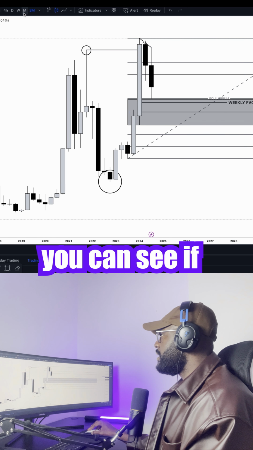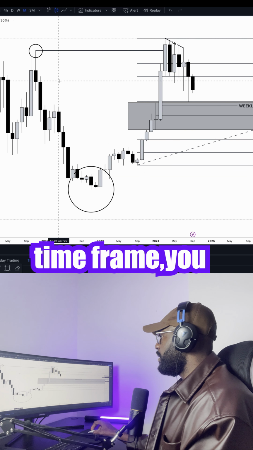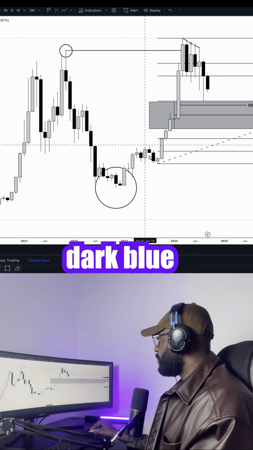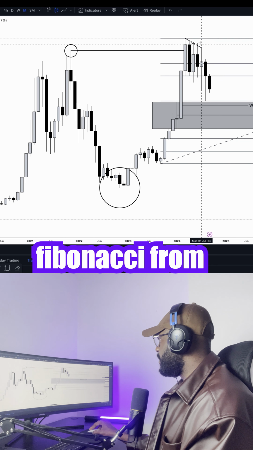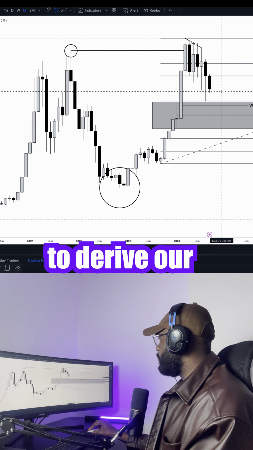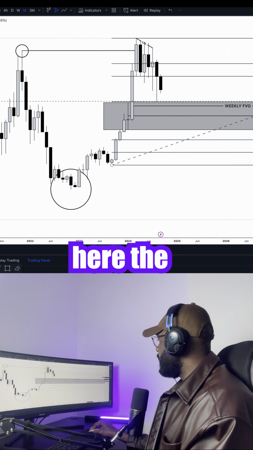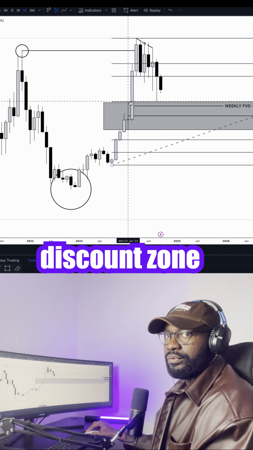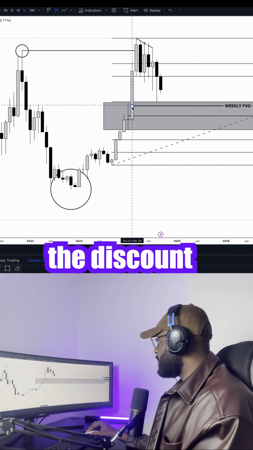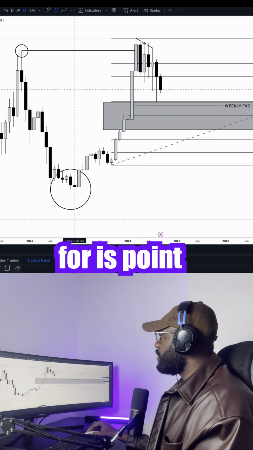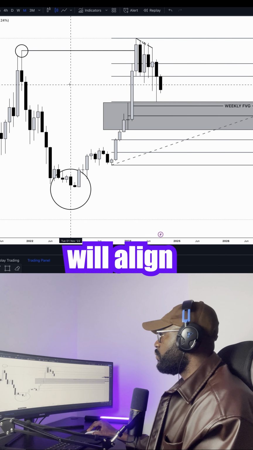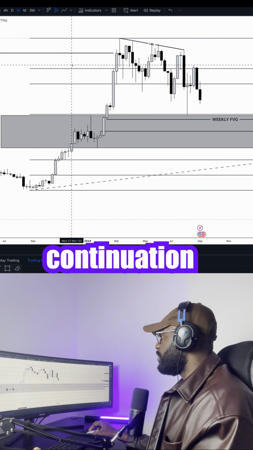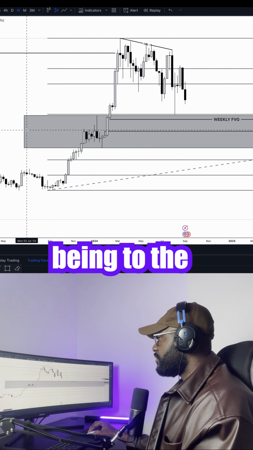And right here, if we go down to the monthly time frame, you can see we'll have this high, we'll have this low break of structure. This was our last down close candles. We used the low to draw our Fibonacci from there to the overall high to derive our equilibrium zone right here, the midpoint. Now, if I want to buy, I want to buy from a discount zone. And right here, you can see the discount zone. All I'm now looking for is points of interest resting at discount that will align with my analysis for me to potentially look for trade entries for a continuation to the overall market direction being to the upside.